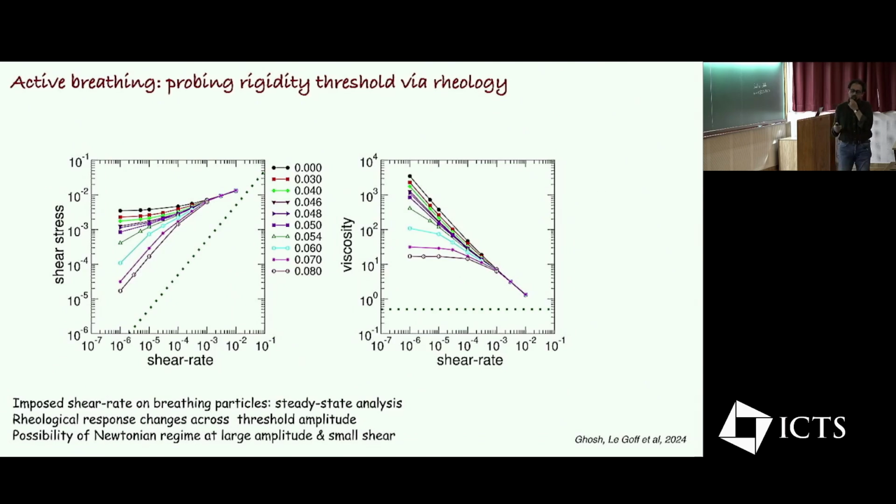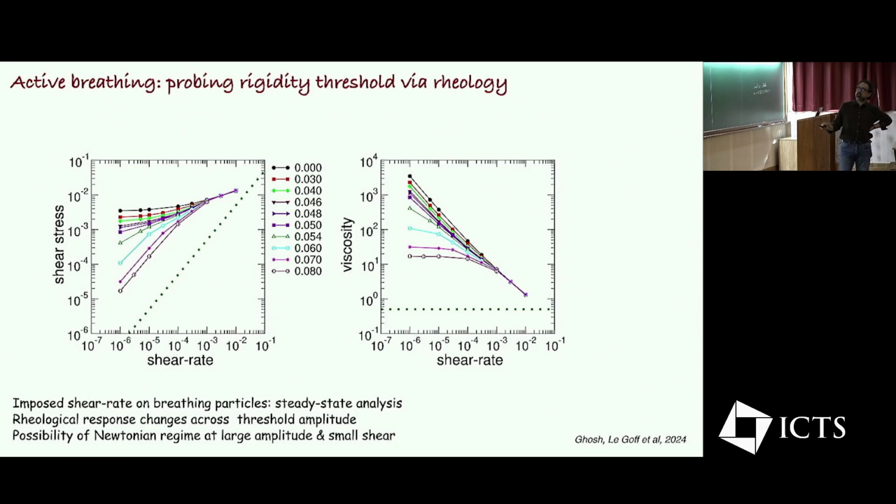So next, we impose shear on the system. This is an alternative way to check for the rigidity threshold of the material. We are looking at the steady state of the system. For different breathing amplitudes, we plot the shear stress as a function of shear rate. This is for zero breathing, so it's just a jammed state. Then as you increase the breathing amplitude, the yield stress, the asymptotic value of this stress at zero shear rate, starts decreasing. At some point the curvature of these functions changes, and you have a Newtonian behavior emerging at small shear rates, which tells you that the material has fluidized.